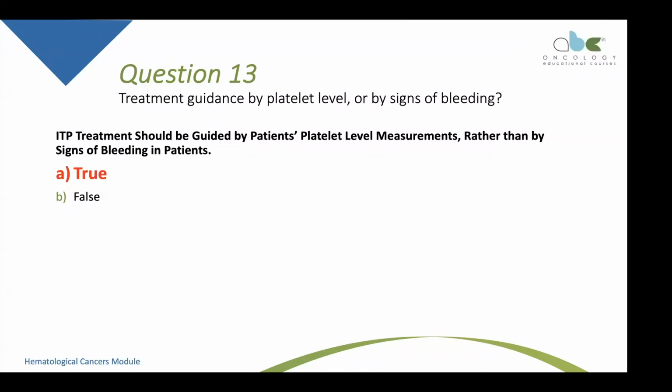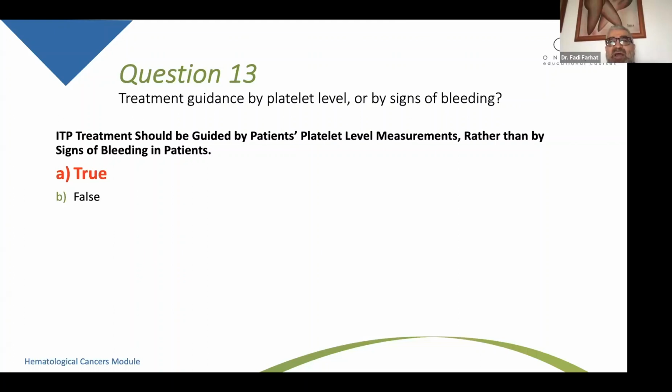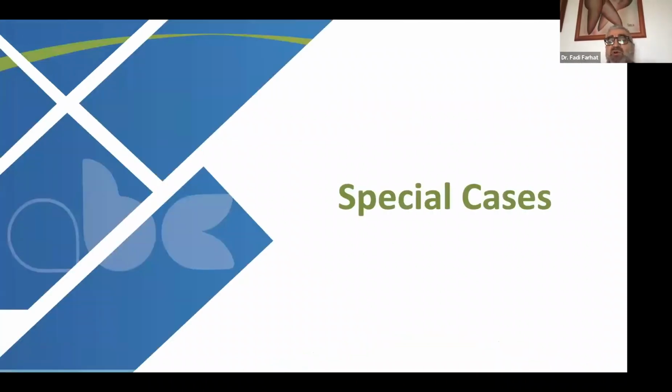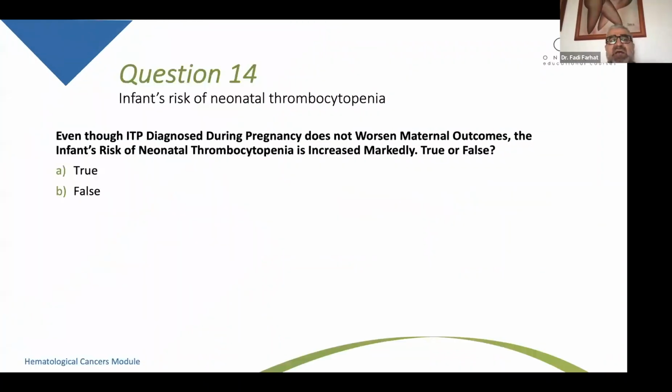What do you think? In case of 25, you mean a platelet count of 25? 20,000. And according to ASH guidelines, let's go to the guidelines: below 30 with no bleeding or minor bleeding, we should treat. If there is no bleeding, we should treat, yes, to prevent future bleeding. I insist on that because in the past we used to avoid starting treatment for patients with less than 30,000 if they were completely asymptomatic. Okay, thank you. So now some special cases, and we will finish.